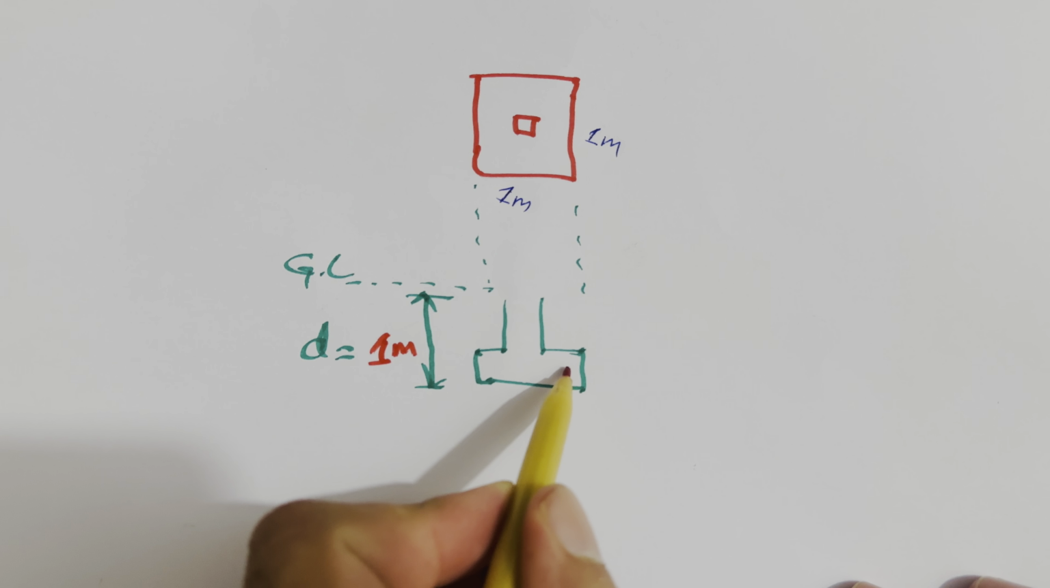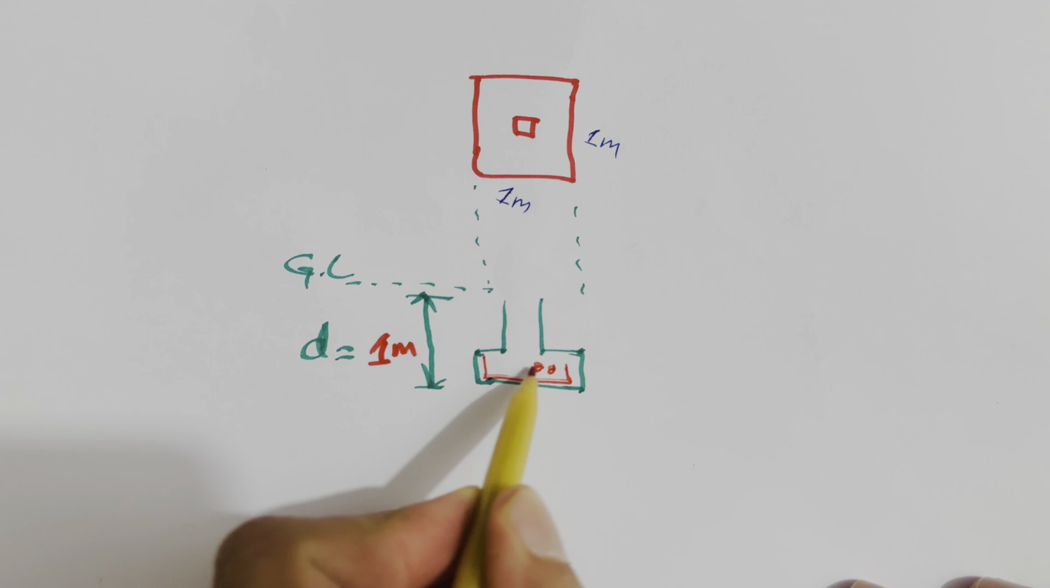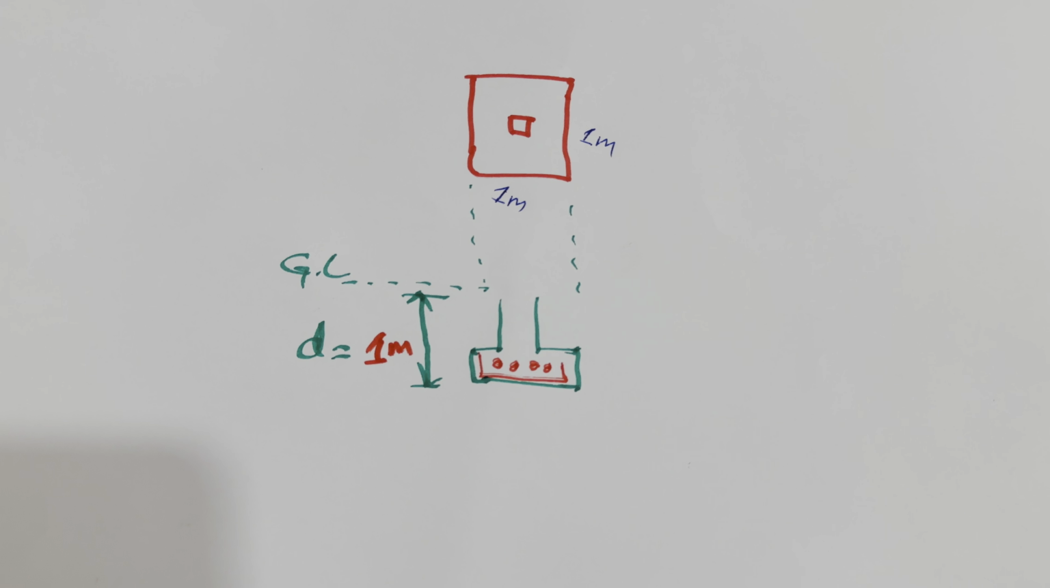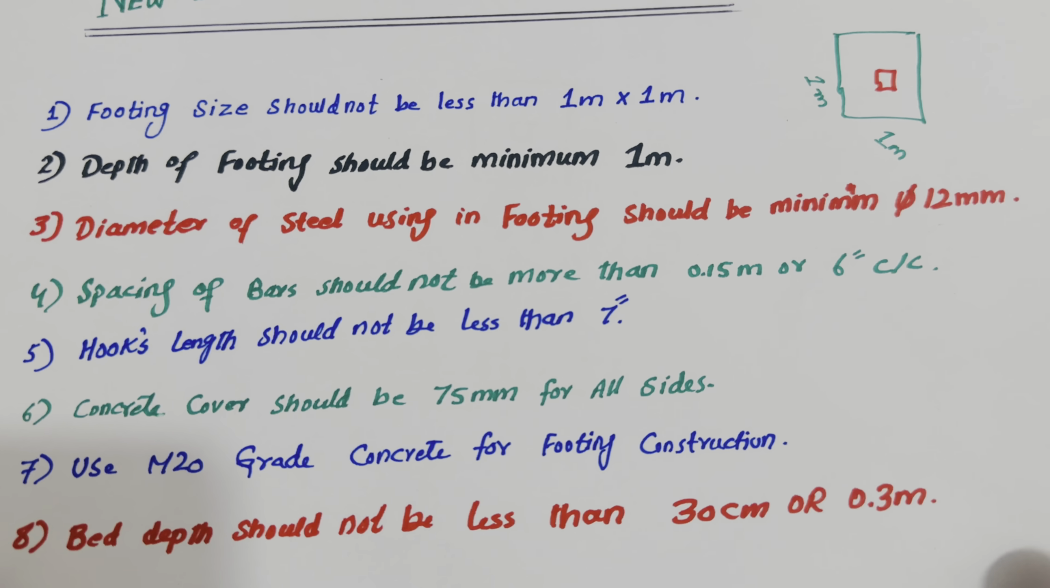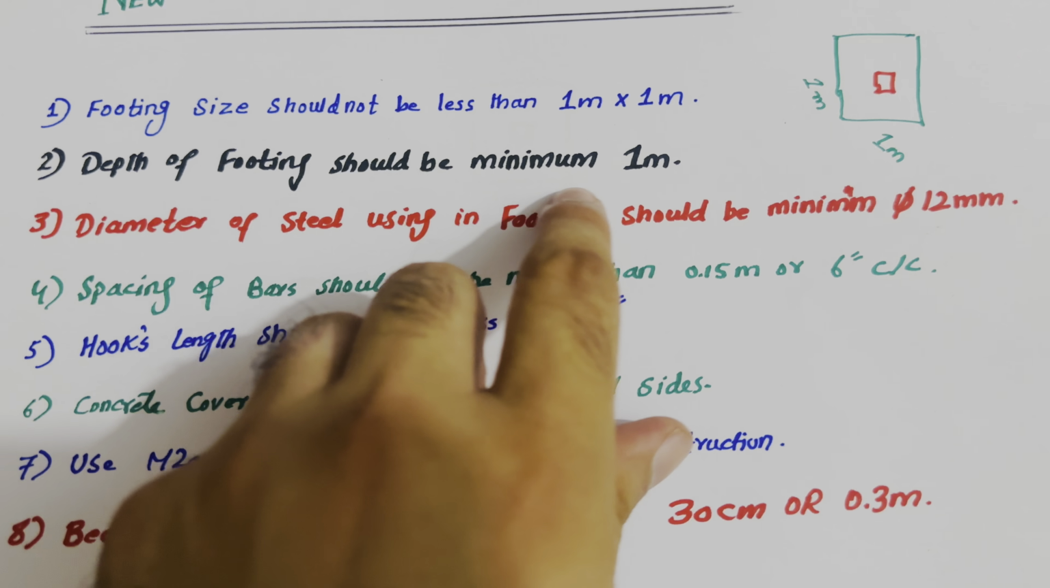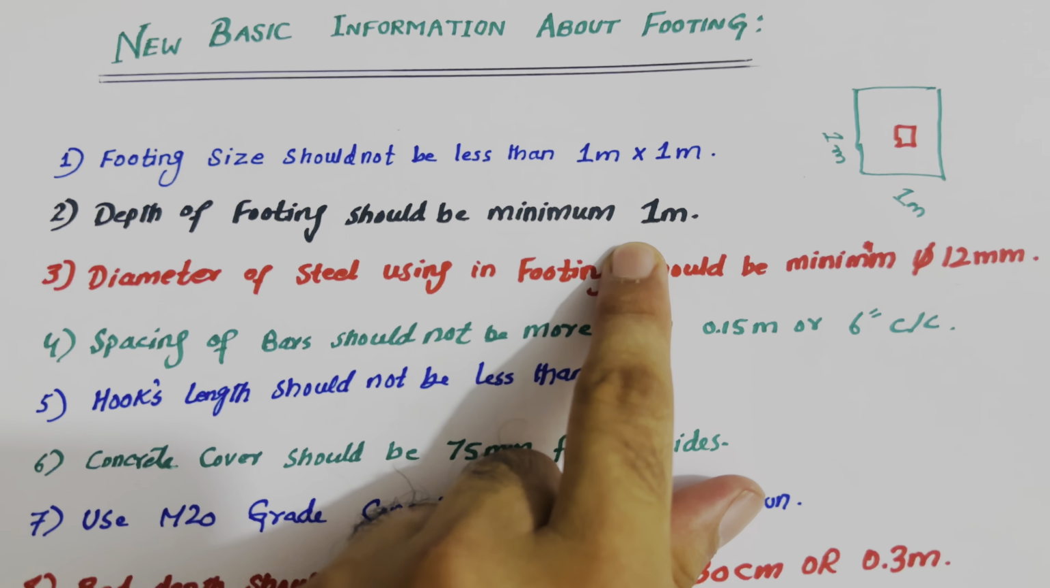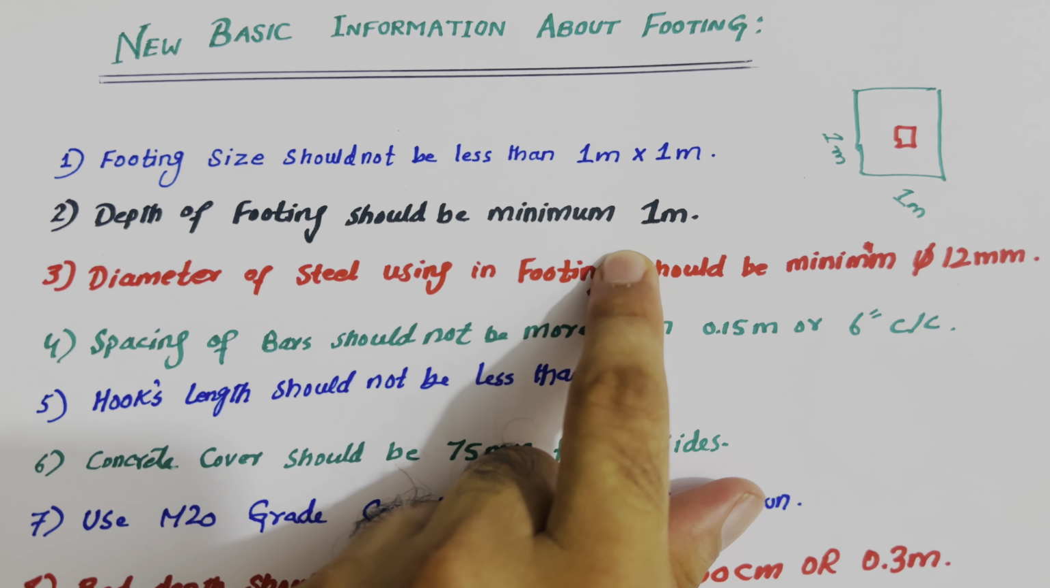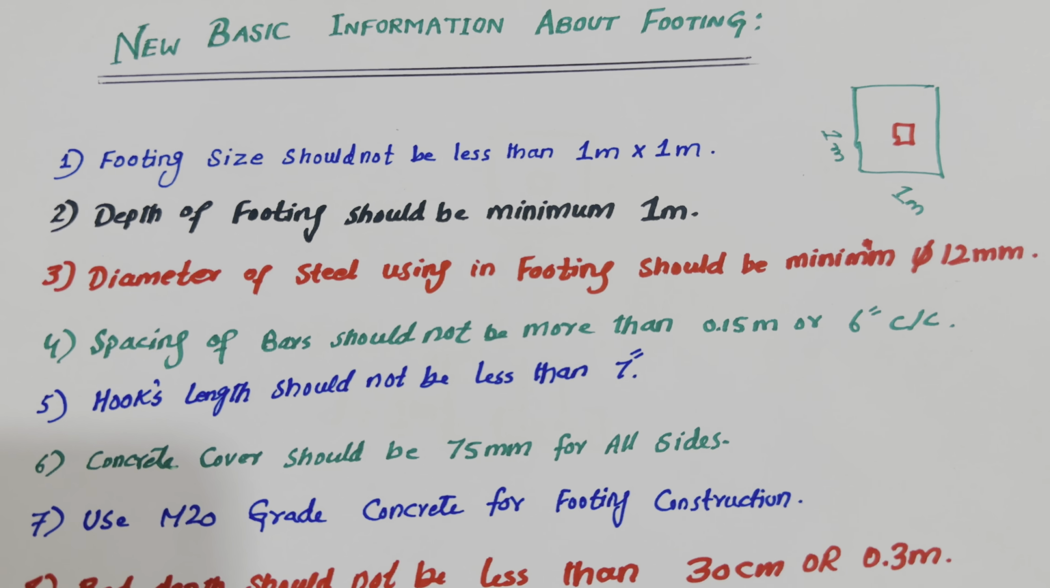Inside this, guys, we have steel reinforcement, etc. It depends on the structure load. According to the structure load, you can consider the steel reinforcement. So this is the second one: depth of the footing should be minimum 1 meter. It should not be less than this, because this is the minimum, not the normal.